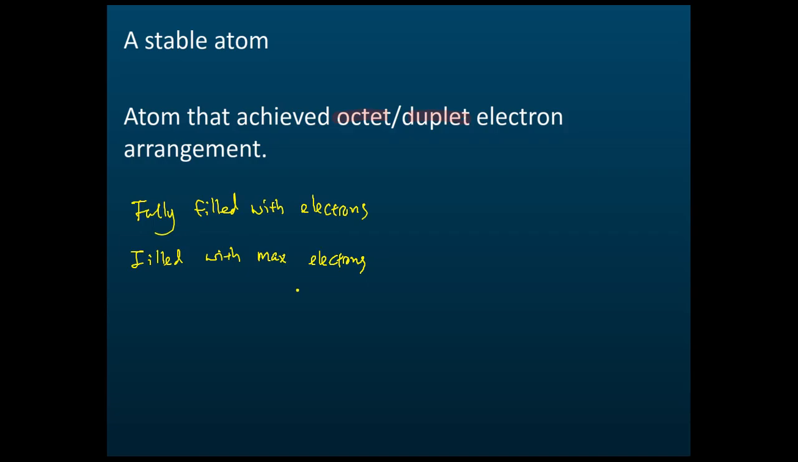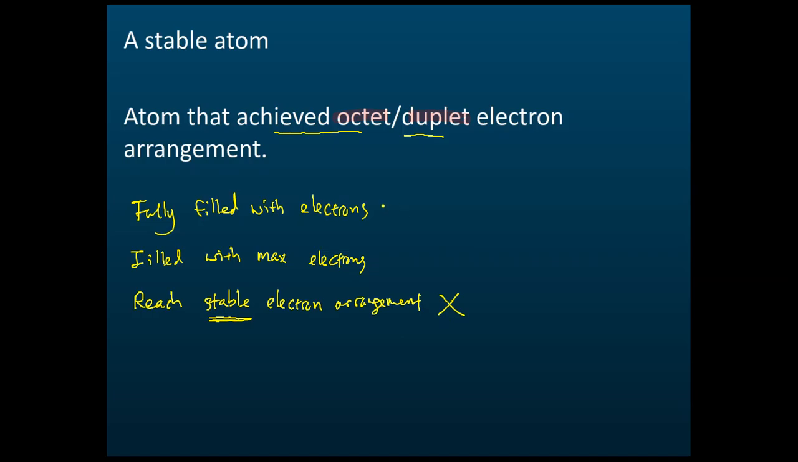Priscilla says reach stable electron arrangements. Now the third one is totally unacceptable. You wouldn't get any mark for it, because you must tell why it is stable. Why is it stable? It's stable because it achieves octet or duplet electrons.